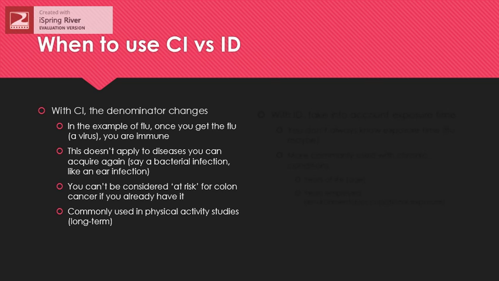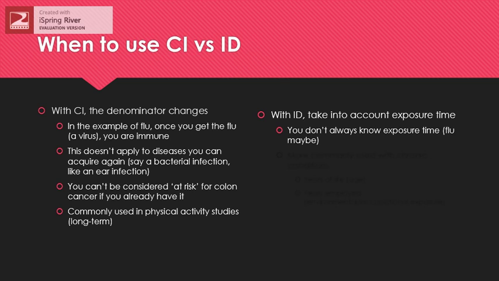Incidence density and cumulative incidence, either one can be used, typically, if you have exposure time. Incidence density is preferred, it's better, because it accounts for not only the number of people at risk, but also the amount of time that they were exposed. So it's a more precise estimate of risk. It's really a better estimate of risk. But you can't always calculate incidence density because you don't always know the exposure time.